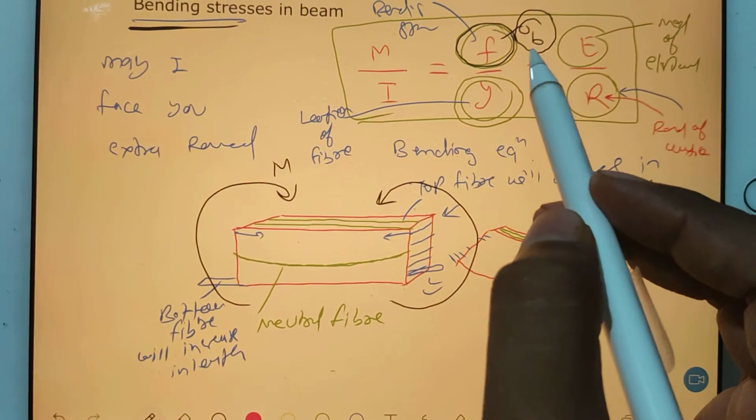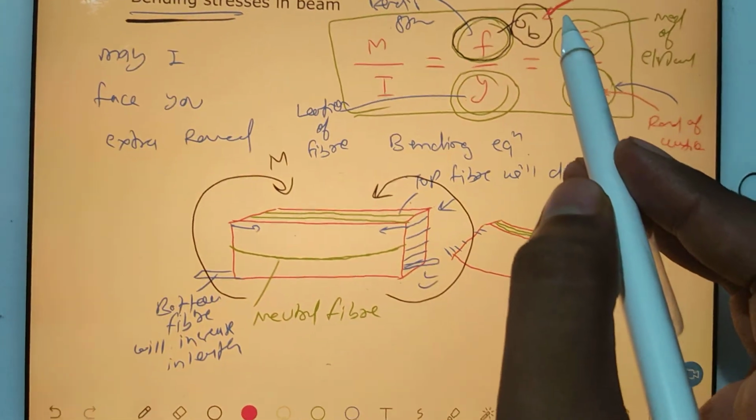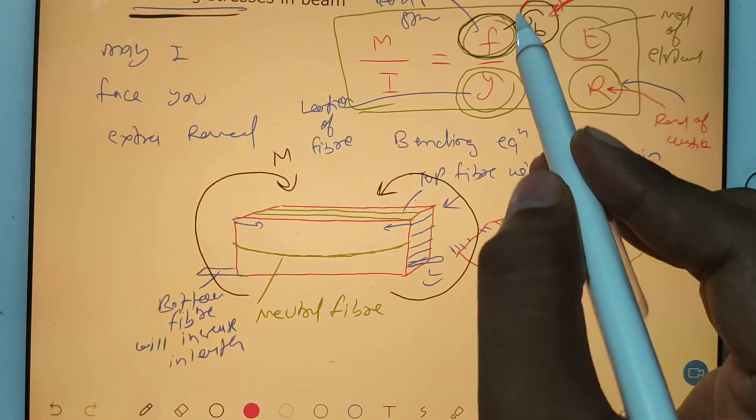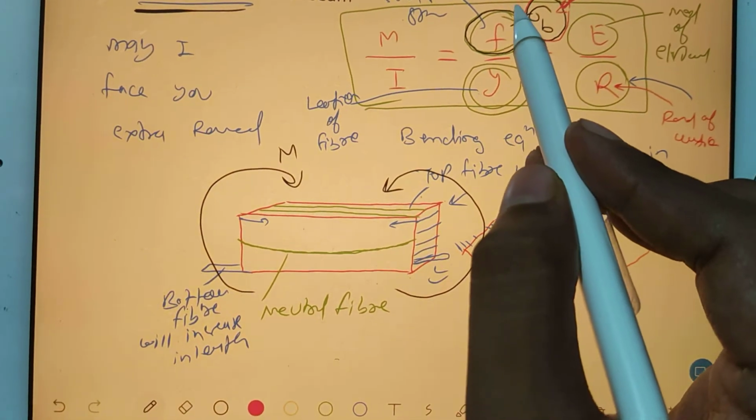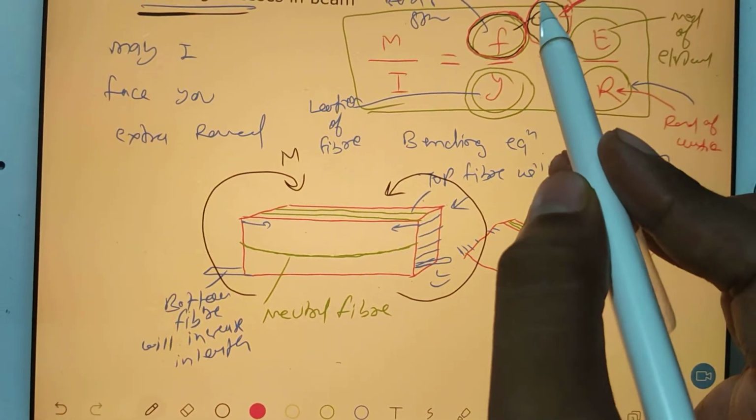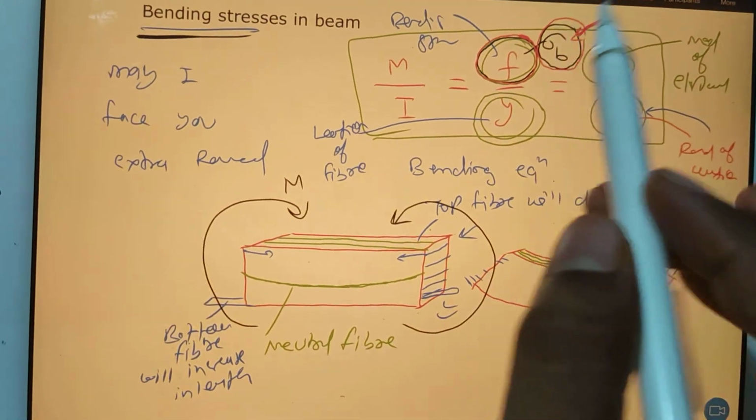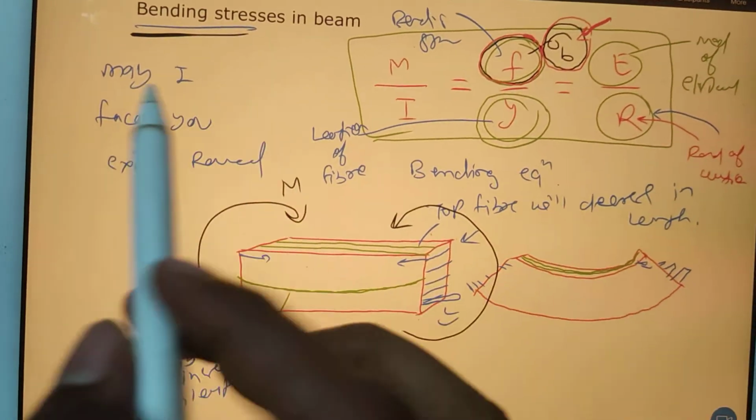Most of the writers use sigma for bending moment, and some authors use sigma b for bending stress, and here F is your bending stress. So anything can be given in the question. Actually, you can see the trick here.